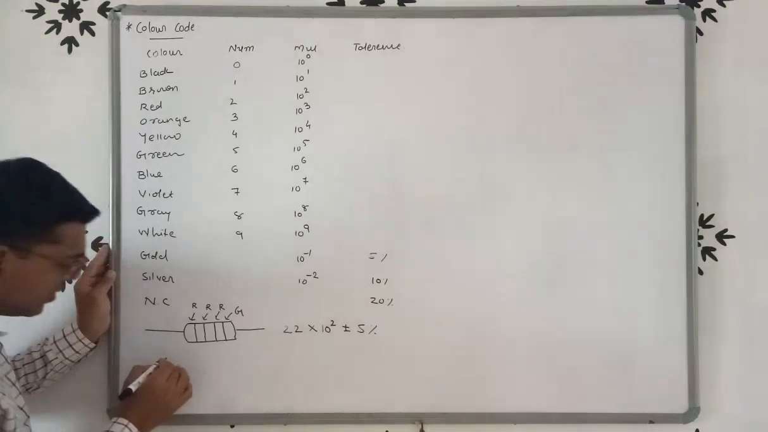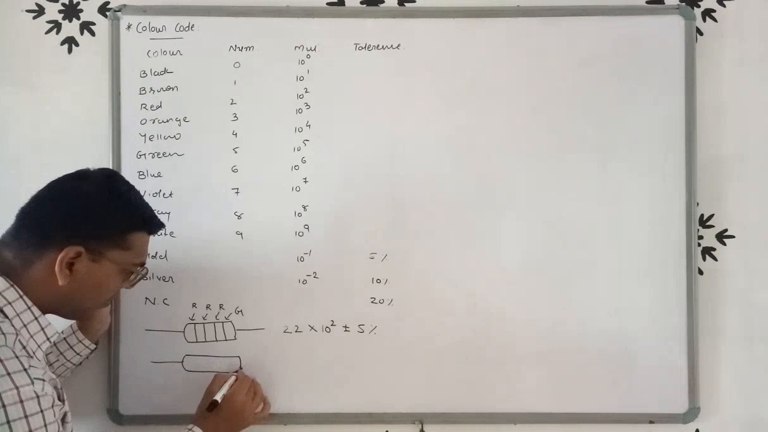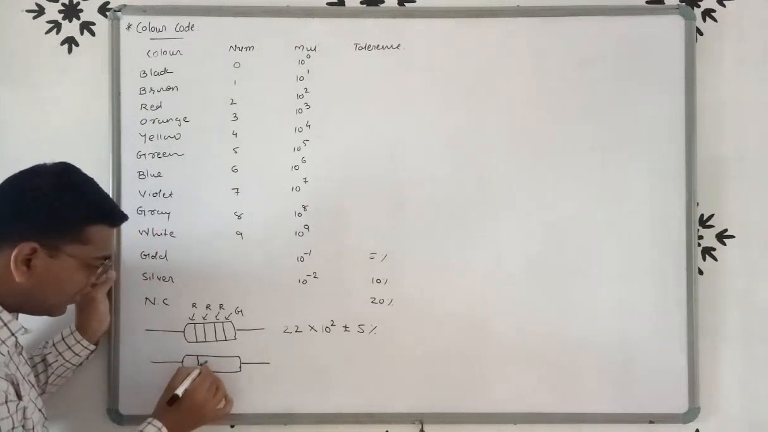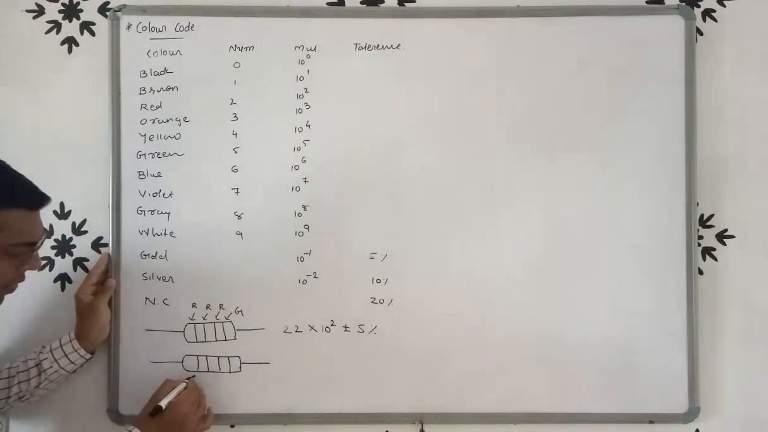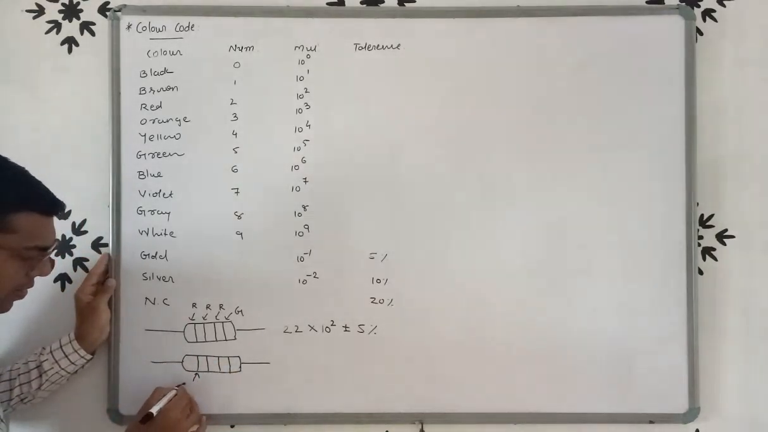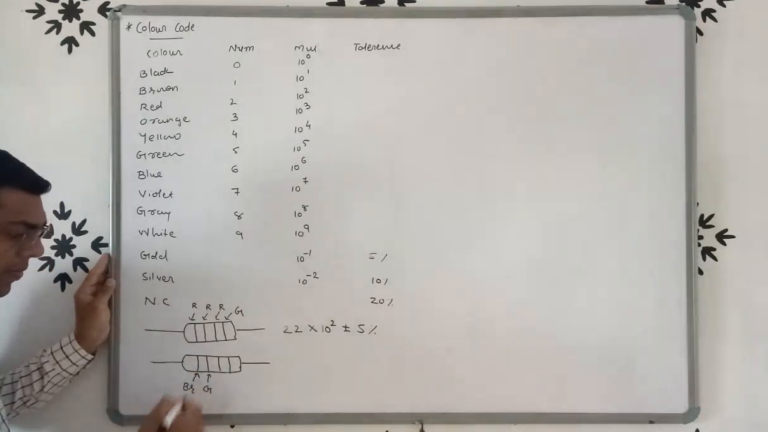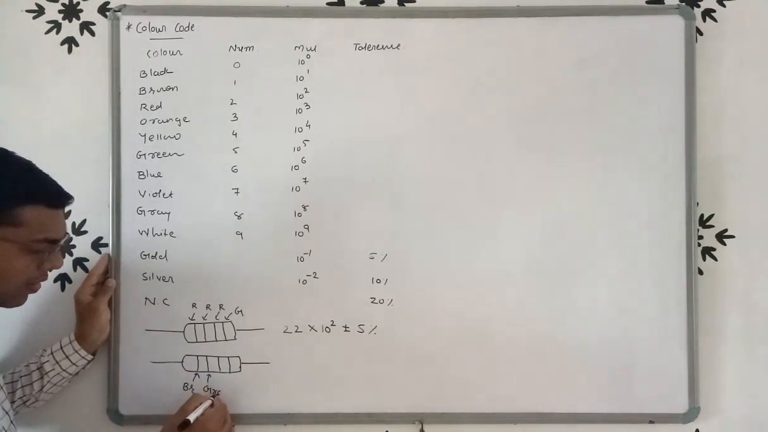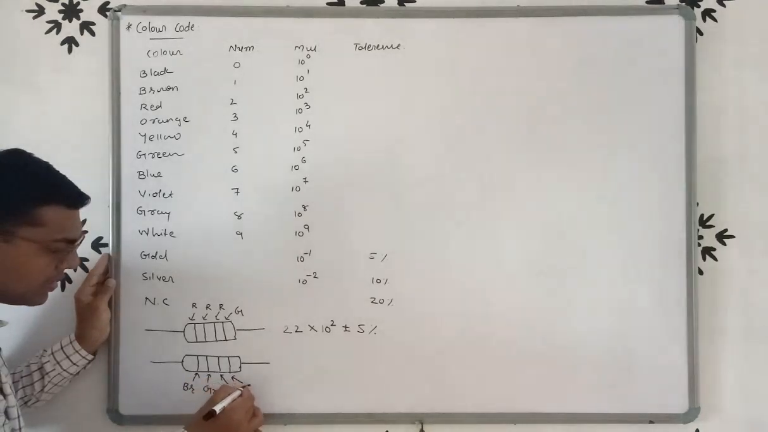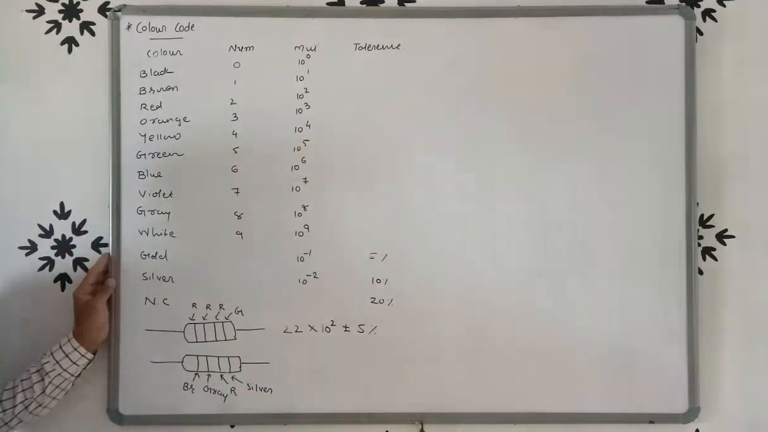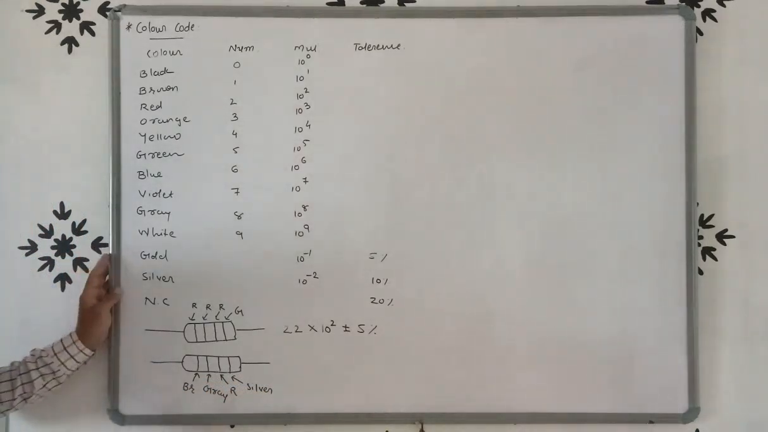Now see again. First one, second one, third one and fourth one. Here the first color is brown, the second one is grey, the third one is red and the fourth one is silver. And you have to find out the resistance of this resistor.